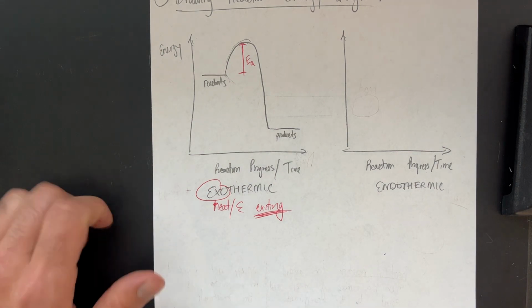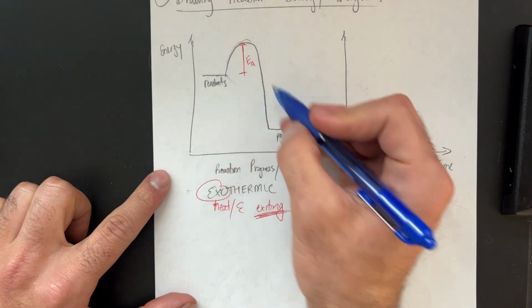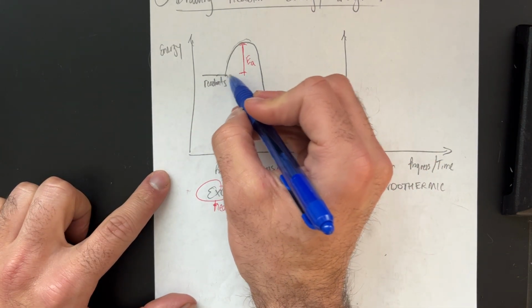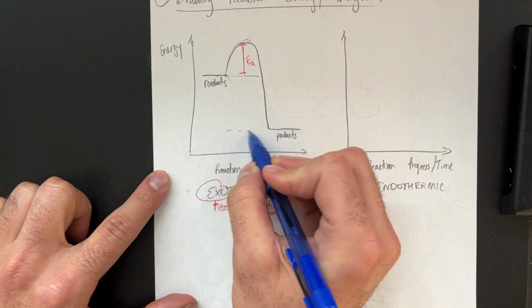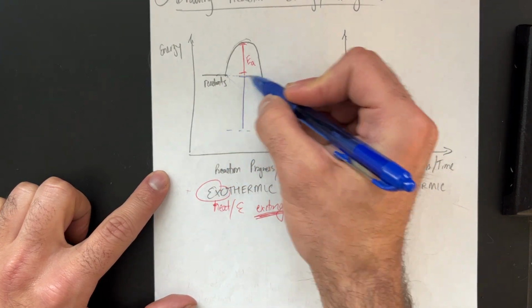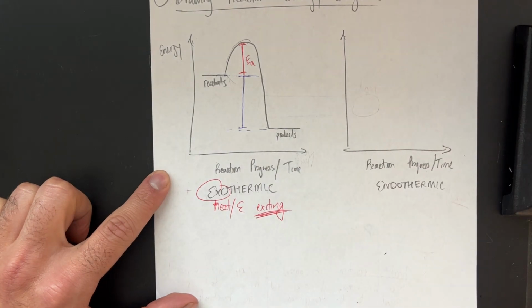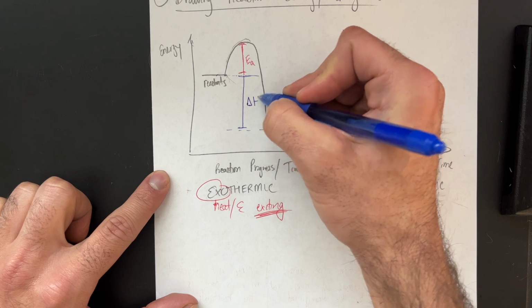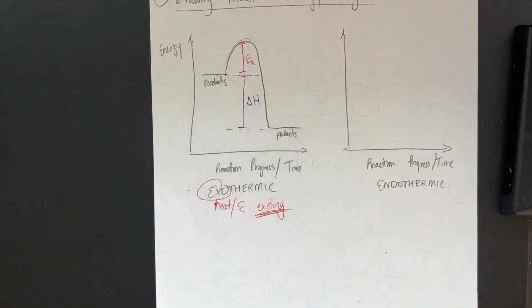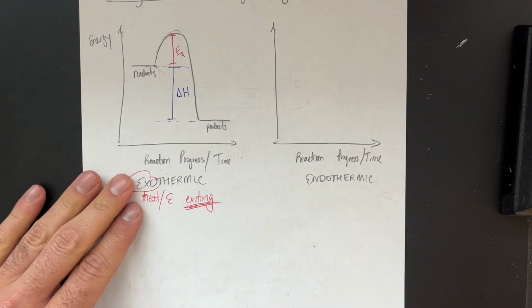Now the other thing that we can label here is the difference in energy from here to here. The difference in energy from the reactants to the products is going to be this, and that difference in energy is the energy that's given off. That's the delta H, and so we can label that as well. So there's two things that you can get out of a reaction energy diagram and two things that you need to know how to label.